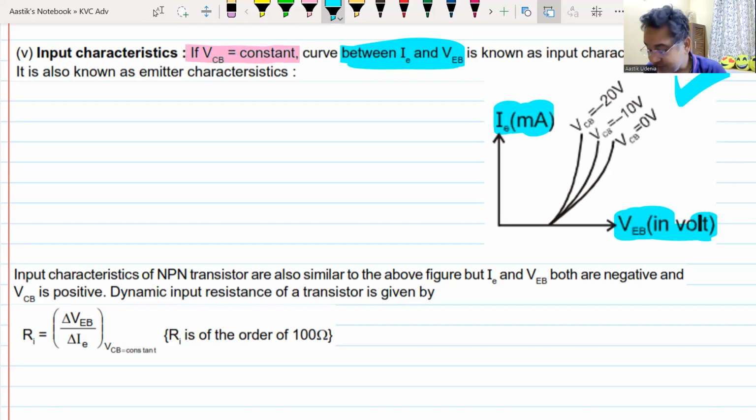Yes, sir. You'll have to remember this. The input characteristics of NPN will be similar, but the direction of current will change and VEB will change. Do we understand this? So the characteristics are same. We understand this? Yes, sir.